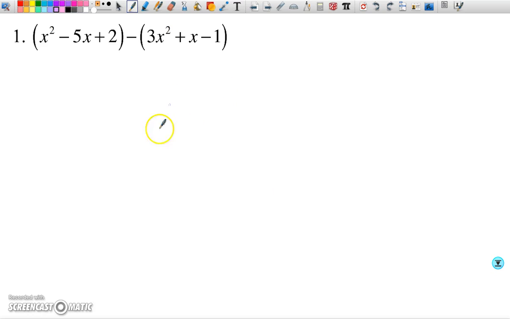Taking a look at the first one, you will see that we've got this minus sign in between our parentheses, which means we need to distribute our negative. Now the negative only goes to the stuff after the minus sign. So I'm keeping x squared as it is, negative 5x and plus 2, those all stay. But now the 3x squared becomes minus 3x squared, positive x becomes minus x, and a negative of a negative 1 becomes a positive 1.